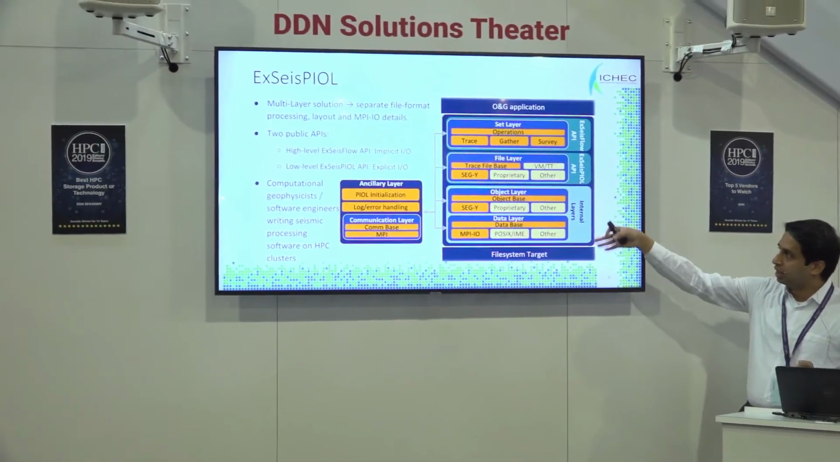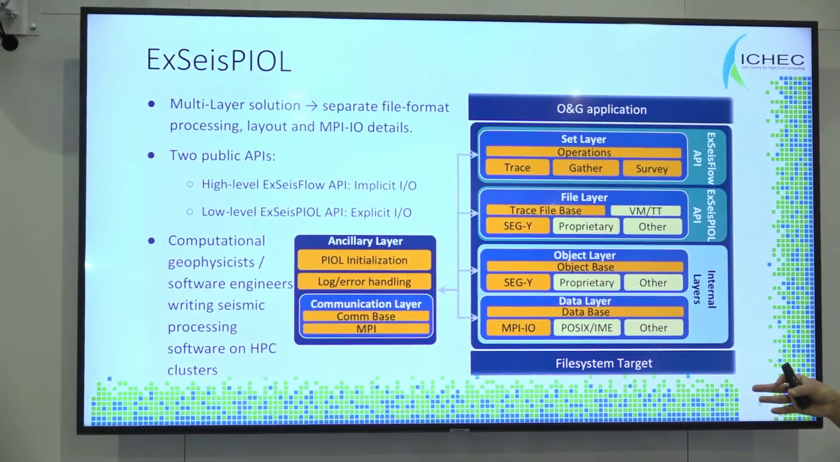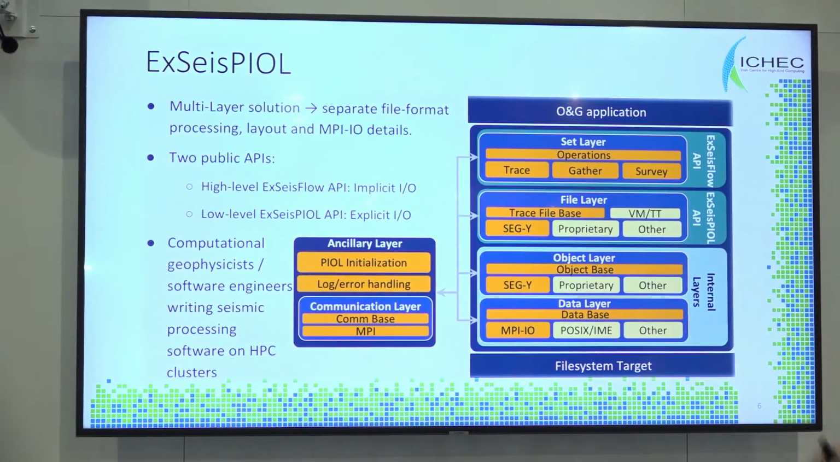What you see here are the internal layers at the bottom that sit on top of the file system. The data layer primarily leverages MPI I/O to facilitate the reading and writing of contiguous data blocks in memory. So that works at the level of the data objects that are stored on the file system. But then the object layer is intended to work at the level of the SegWi file format. If you remember the structuring of a SegWi file, you have the trace headers and then the data objects themselves.